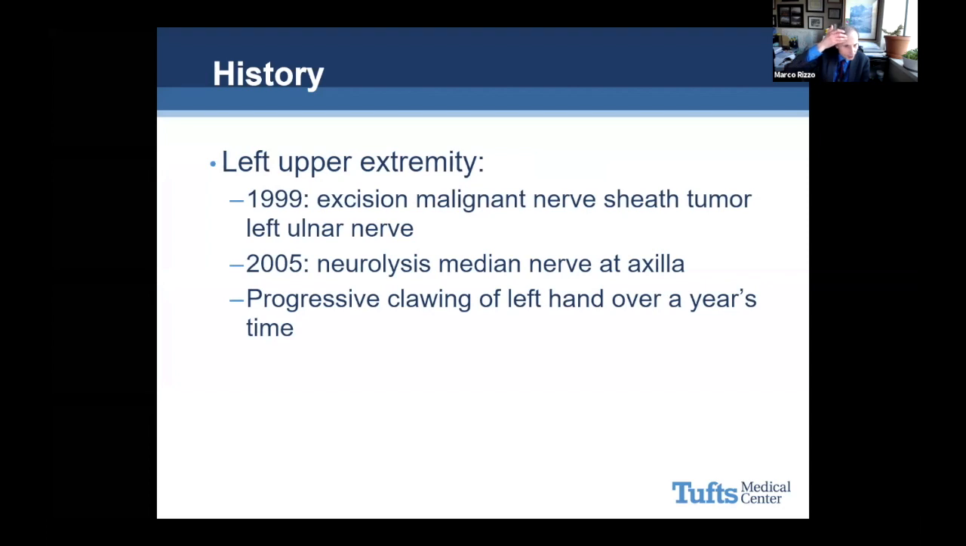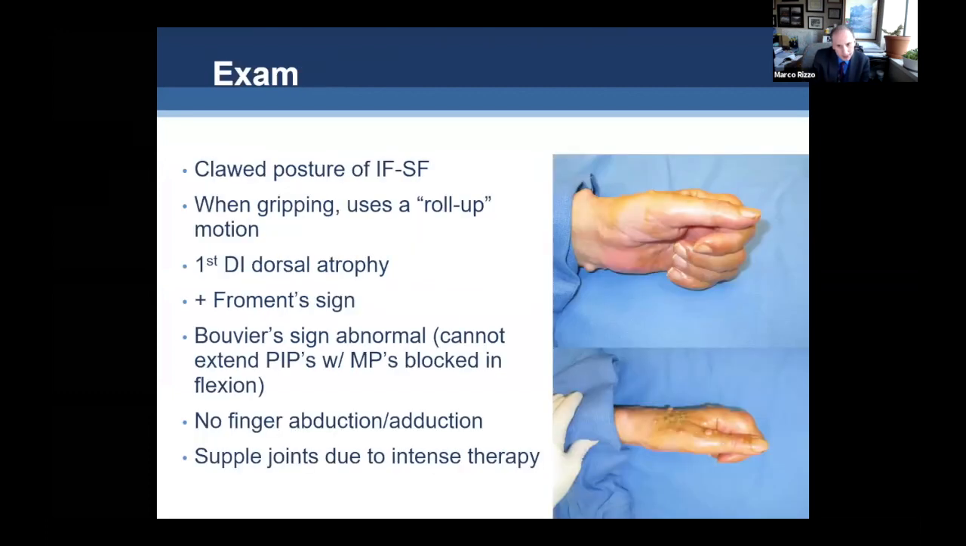He had excision of nerve sheath tumors in the past, also a neurolysis more proximally, and developed progressive clawing over a year's time. You can see in his hand a couple of things that are not so good, and the fact that he's not very supple. You can see his Bouvier sign was abnormal. He did have a Froment sign. He had significant atrophy, and all four fingers were very, very clawed. Very disabled hand overall. Next slide.